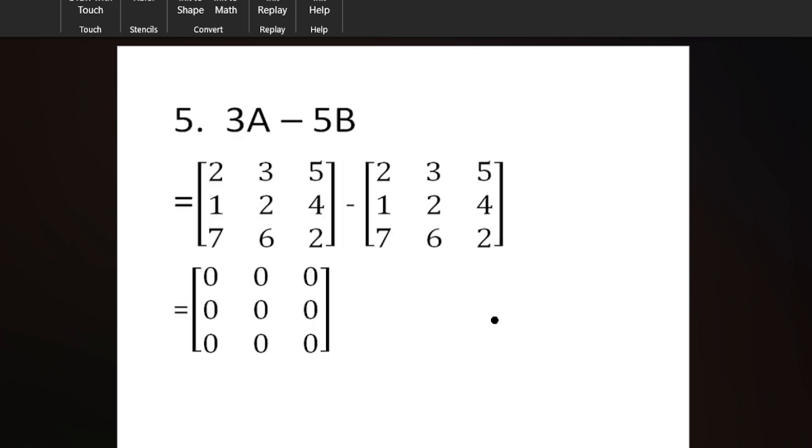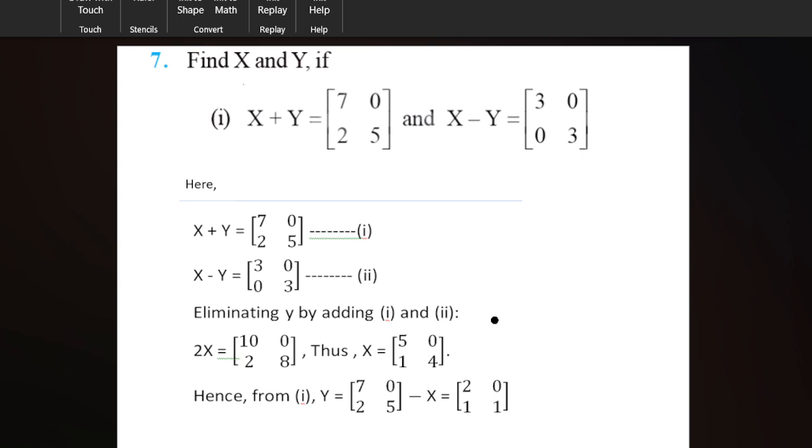Similarly, we can find out 3A minus 5B. Okay, subtraction, so we are getting here all elements 0. Now here we can use this in finding X and Y. It's the same as solving a pair of linear equations in two variables. Now here the pair of equations is in terms of matrices. So here capital X, capital Y, these are the matrices. Now X plus Y is given, X minus Y is given.